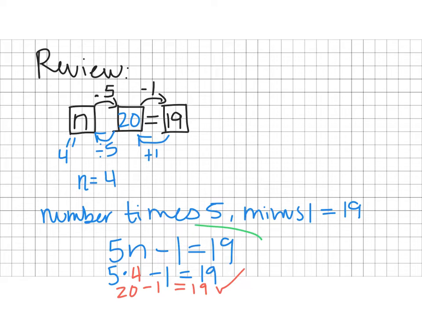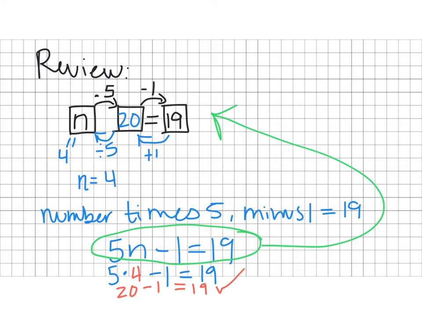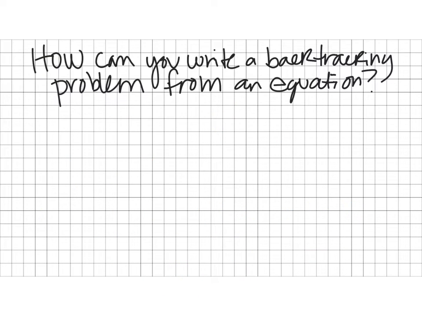If I gave you an equation like this, how could you change it into a backtracking problem? So how can you write a backtracking problem from an equation? Let's try this one. So we know we have some unknown number n. Let's draw that in. Make sure you leave enough room above to be able to write down the operations.